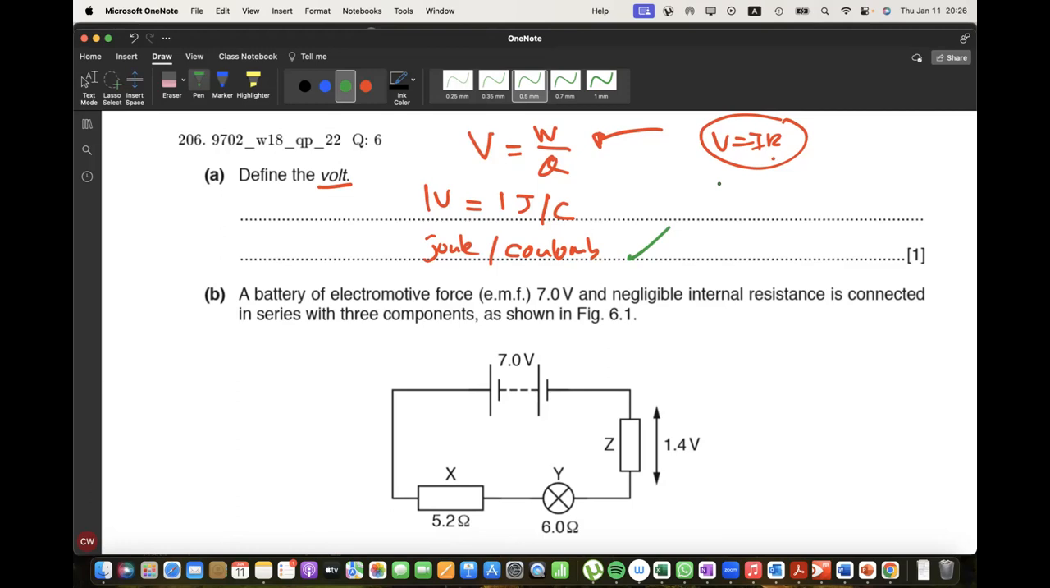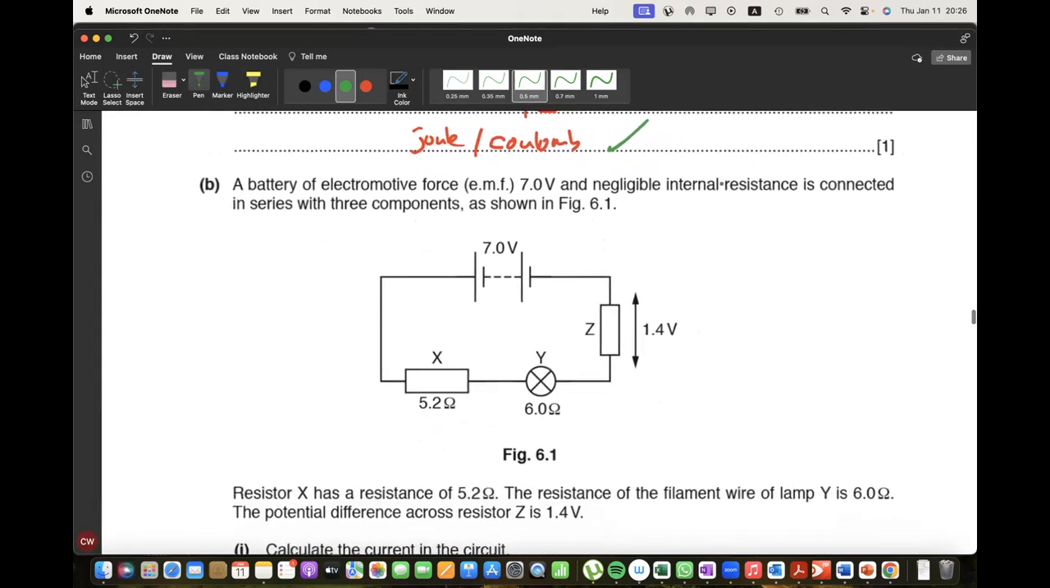What is the unit for voltage? Correct. But normally we don't use voltage in physics. We use potential difference. Potential difference is work done with each charge. When people ask you about definition, you need to say it's work done with each charge. Potential difference and voltage are the same.